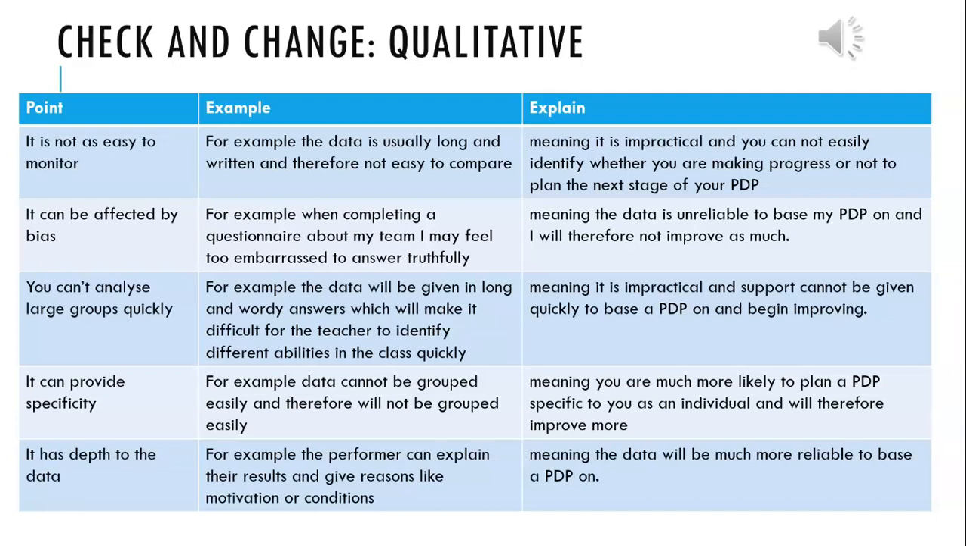So number 1 is it's not as easy to monitor. Number 2 is it can be affected by bias. Number 3 is you can't analyse large groups quickly. It can provide specificities, number 4, and number 5 was it has depth to the data. So that's the explanation of the benefits and the limitations for qualitative data. You should take your time to read it through.